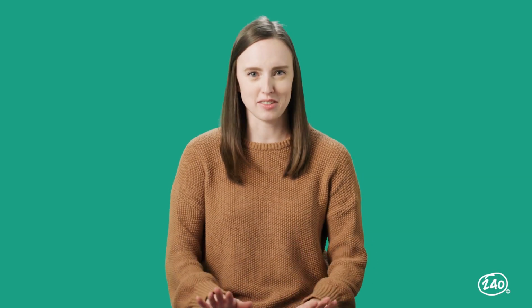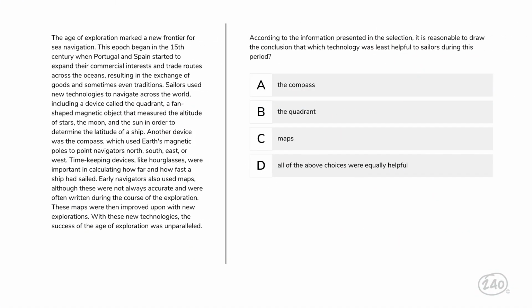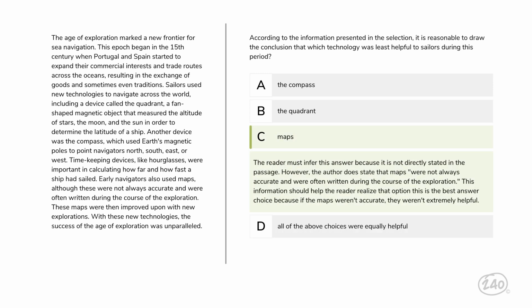Let's take a look at our next question. According to the information presented in the selection, it is reasonable to draw the conclusion that which technology was least helpful to sailors during this period? The compass, the quadrant, maps, or all of the above choices were equally helpful? Actually, maps is the least helpful choice. We can draw this conclusion because the author does state that maps were not always accurate and were often written during the course of the exploration. This information helps us realize this is the best answer choice because if the maps weren't accurate, they weren't extremely helpful. Let's try one more.